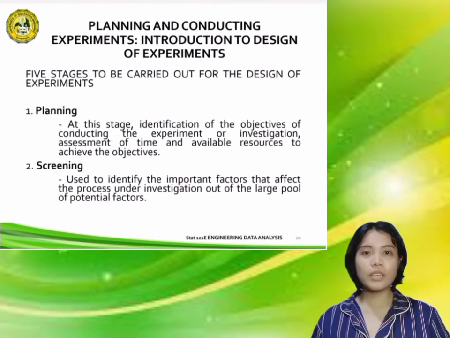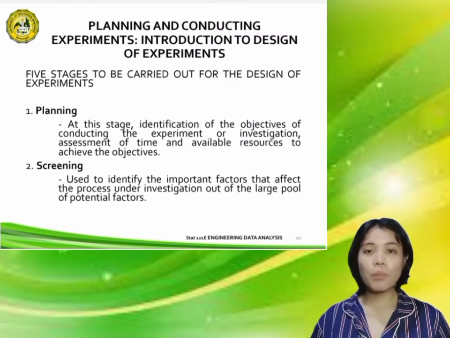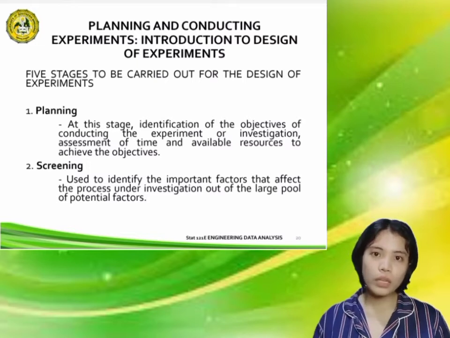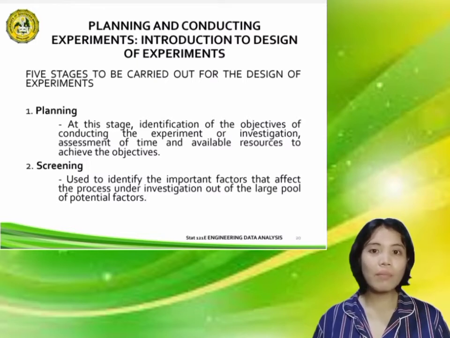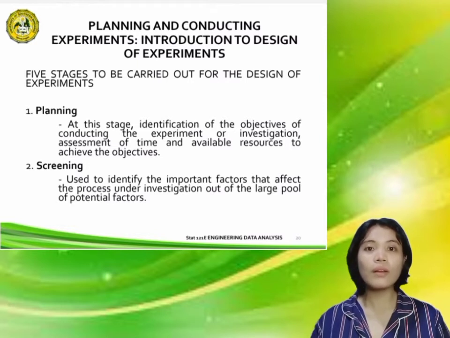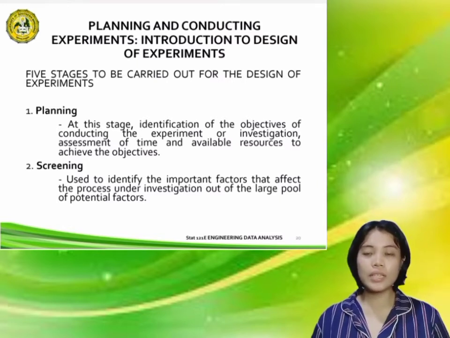There are 5 stages to be carried out for the design of experiments. First is planning. It is important to carefully plan the course of experimentation before embarking upon the process of testing and data collection. At this stage, identify the objectives of conducting the experiment or investigation, and assess the time and available resources to achieve the objectives. The importance of planning is to set the experimentation goals for what you have to achieve at the end of the experiment.